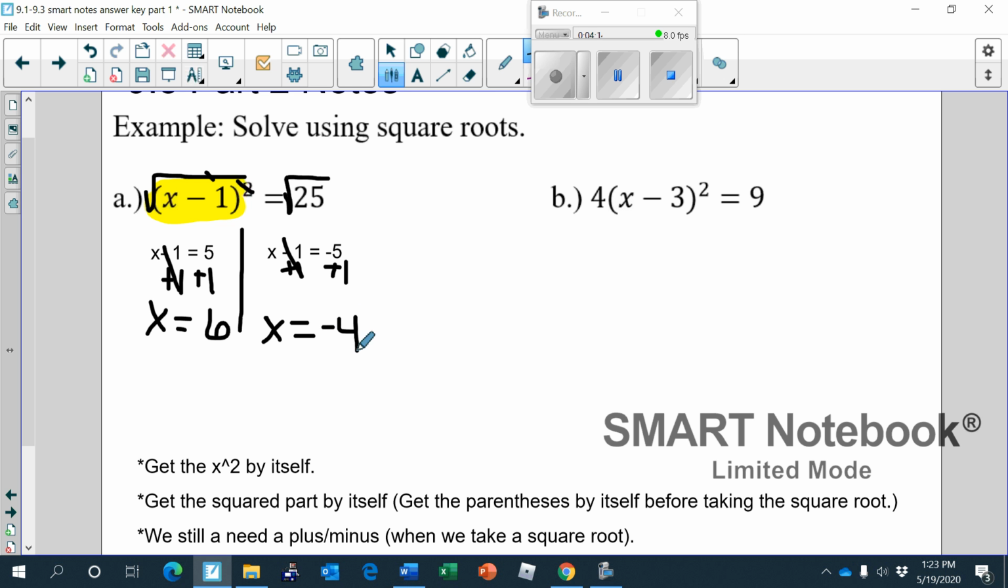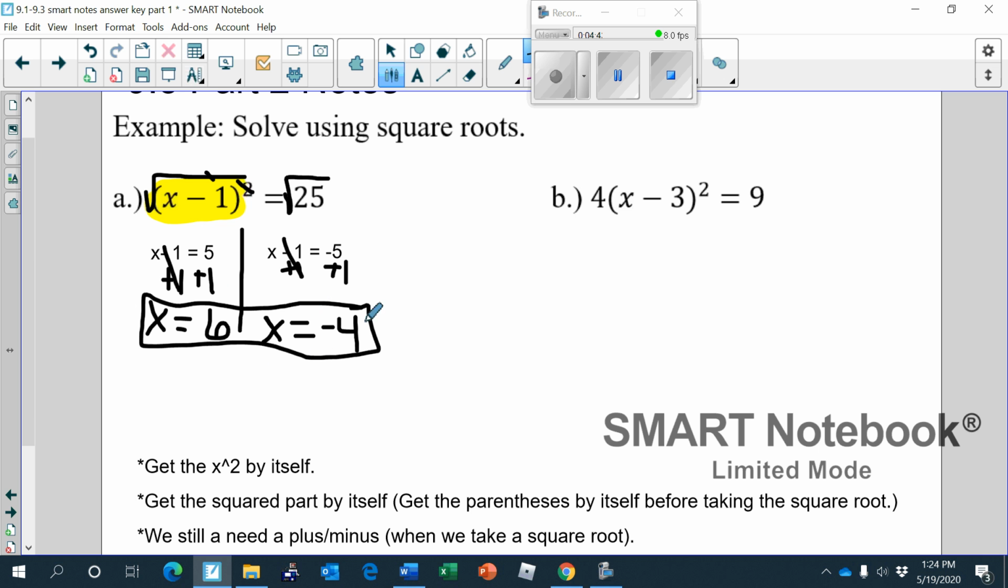You can always check your answers. Let me go back and do that really quick. So if I plug in 6 up here, right, I get 6 minus 1 is 5. And what's 5 squared? 5 squared is 25. Good, so we know 6 works. Well, what if I plug in negative 4? Negative 4 minus 1 is a negative 5. But I know that a negative 5 squared is also 25, because a negative 5 times a negative 5 is positive 25.